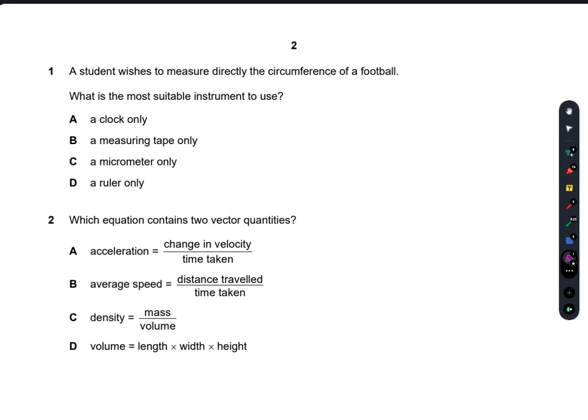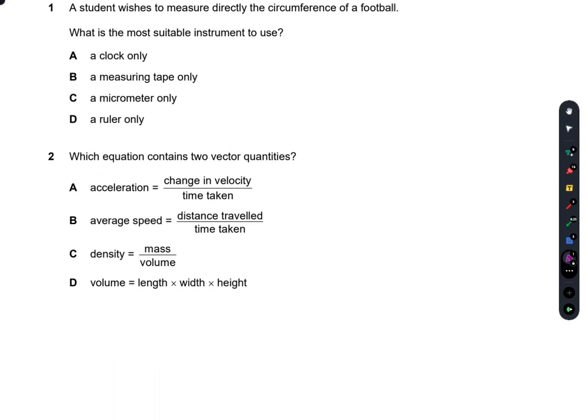So question number 1 is, a student wishes to measure directly the circumference of a football. What is the most suitable instrument to use? A clock has nothing to do with the circumference of the football, so it will not help. A measuring tape is the best option he can utilize here. A micrometer again is not used for measuring the circumference of the football, and a ruler again won't help measure the circumference of the football. Best is the measuring tape, so B is the right option.